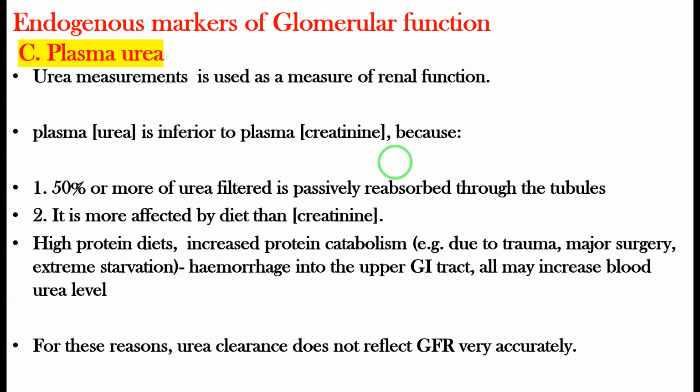In addition, urea is affected by the dehydration level. Dehydration leads to an increase in the plasma urea level. So all these make the measurement of plasma urea concentration as a marker of glomerular function inferior to plasma creatinine. For all these reasons, the clearance, if it's measured by urea, does not reflect the glomerular filtration rate very accurately.